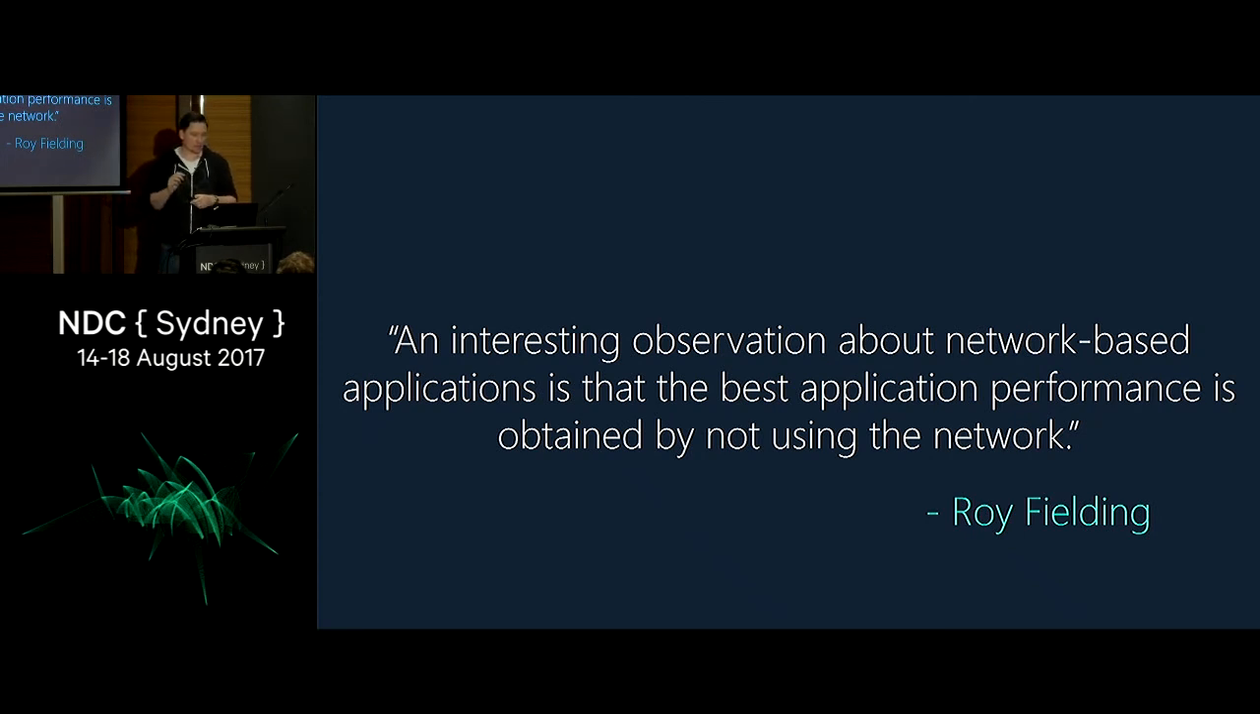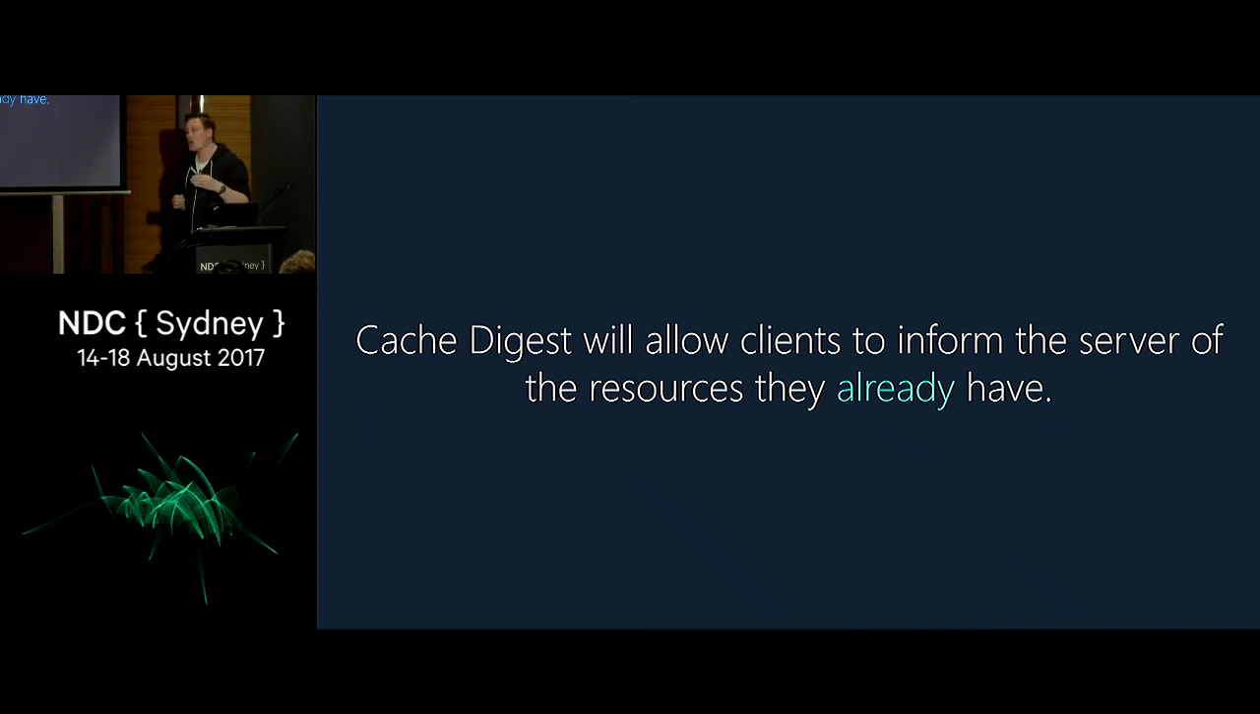An interesting observation is, again, the best performance you can get out of a network-based system is by not using the network. It might sound a bit counterintuitive, but don't send data you don't need to send. Right now, we have no way of the client being able to say to the server, I already have this, don't send it to me again. There's a new standard coming out called Cache Digest. That will allow the client to basically say, here are all the resources I already have. Here you go, server. If you wanted to push these to me, I'm good. That's not available as yet, but I really see this as a key feature that will allow us to have more value or more adoption of server push.